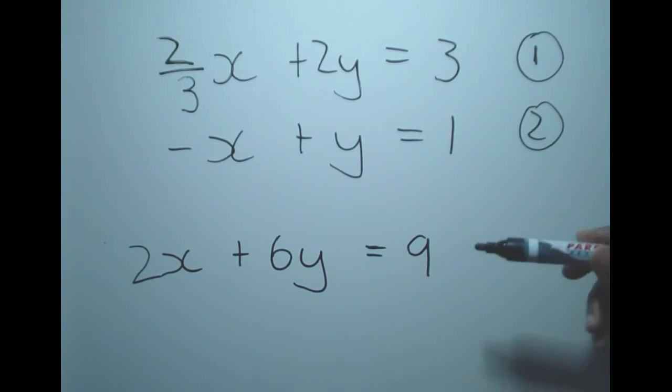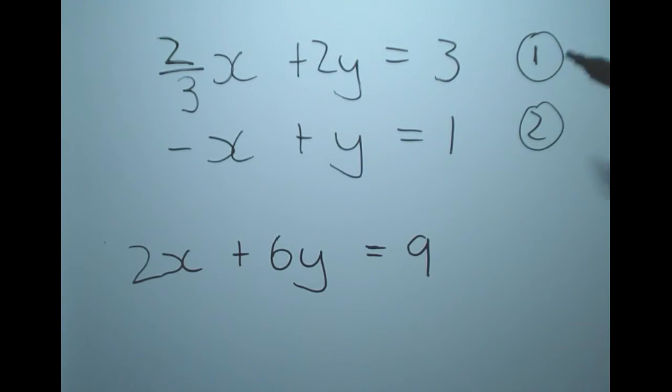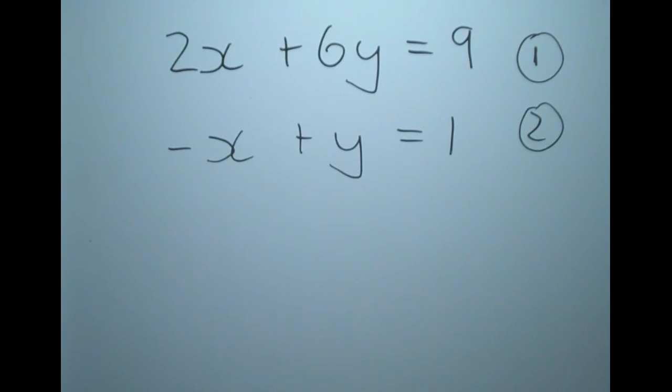Now I'm going to use this equation as my first equation instead of this so that I don't have to work with fractions. So I have 2x plus 6y equals 9 up top here. Now it goes without saying that when you're doing this in the test or exam, you're going to need to show all your steps. You're not just going to be removing equations like I am. But for illustrative purposes, I will do it like this.